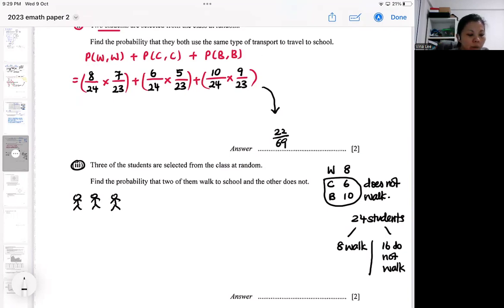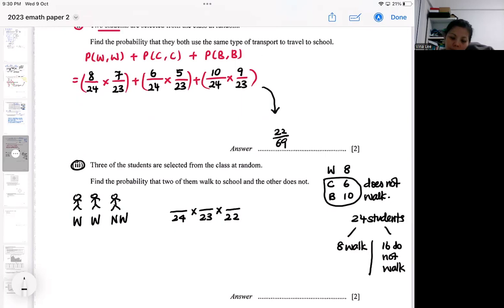So I'm going to choose 3 students. And of course, if I choose 3 students, it will be 24, 23, and 22, because after each one that I choose, the total actually decreases. So you need to think of the scenario where 2 of them walk and the other doesn't. The first one that comes to mind is the first 2 persons walk, and the last one doesn't walk.